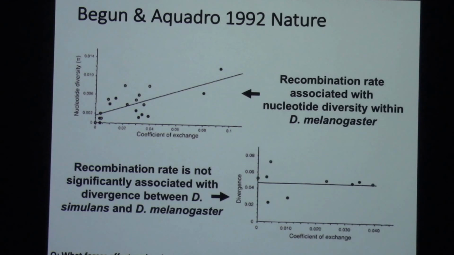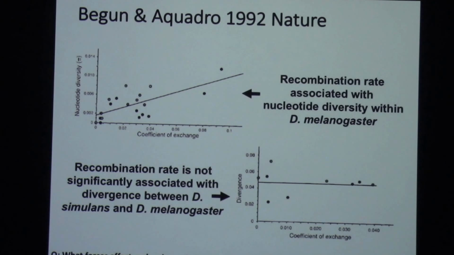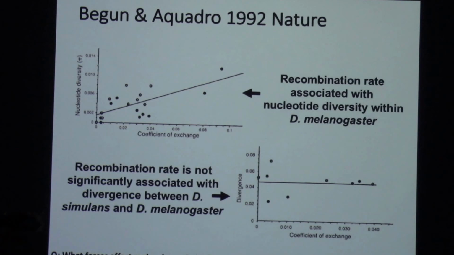So a very influential paper published in 1992 by Begun and Aquadro showed this positive association between recombination rate on the x-axis and nucleotide diversity, how much nucleotide variation there is on the y-axis. This is looking within Drosophila melanogaster. In contrast, they did not see recombination was significantly associated with divergence, like differences between Drosophila melanogaster and Drosophila simulans. I'm so used to saying pseudoobscura.